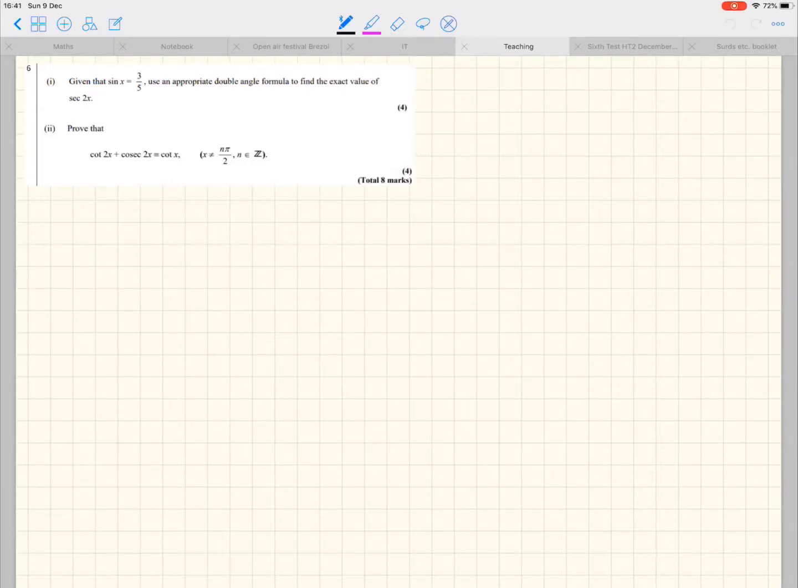Question 6. Now, if you have not carefully revised your double angle formulas and done lots of questions associated with double angle formulas, you are almost certainly not going to be able to get any marks in this question.